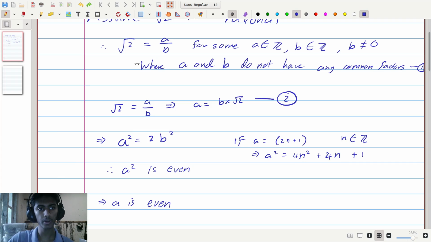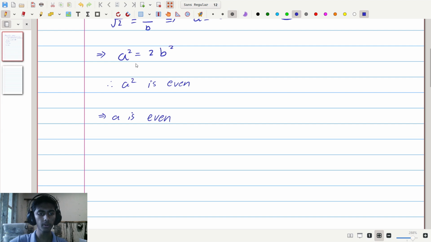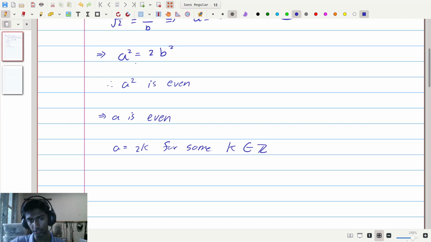And the only way that a squared is even is if a was also even. I hope there's no issues with that. It's pretty clear if you think about it. So that means that a is even. So now that we have that a is even, we can also say that a is 2k for some k in the integers. This is of course the case because that's literally what even means. Even means that the number is 2 times some other integer, and that is what we have here. So I've defined some k, and a is 2 times that k for that integer k.